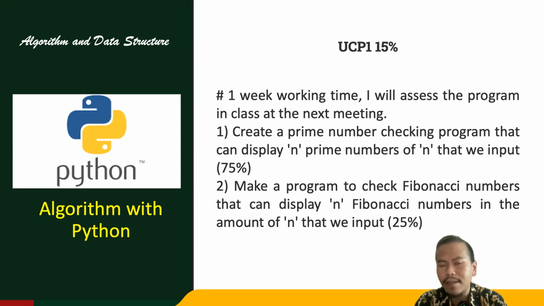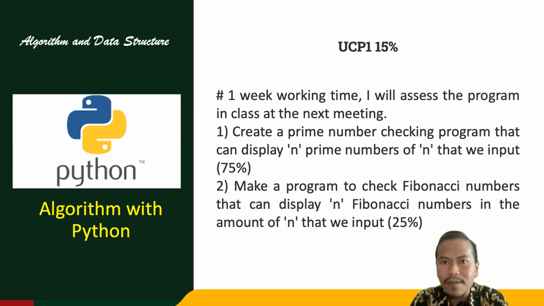The second one is similar to the first one, but in the second one, the program will output or display the first n Fibonacci numbers. So maybe this is more advanced than the first one. Thus, I will only give 25% for the second one. The first one is the easiest. If you can create the first program, you can get 75% or AB as the UCP1 grade.